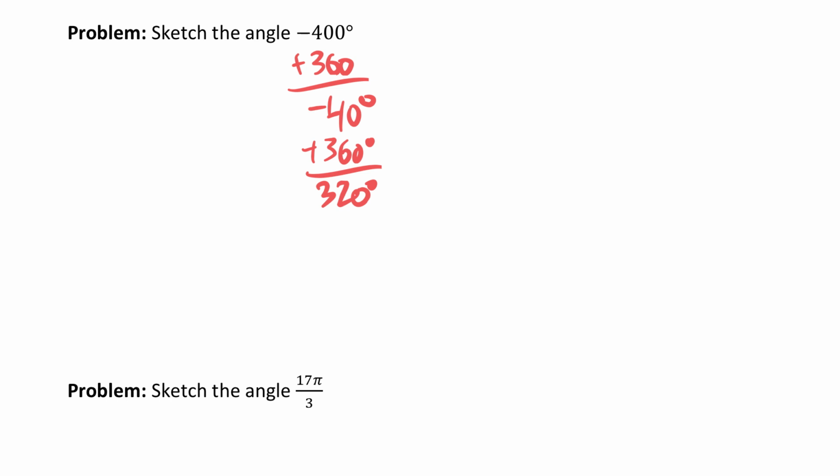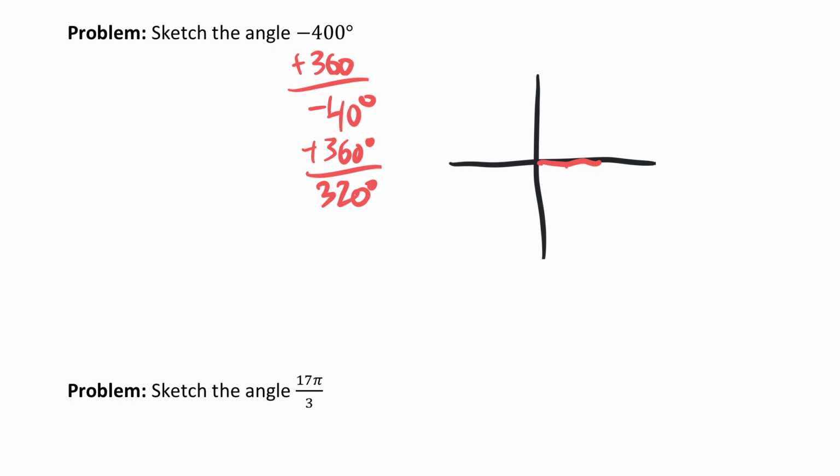But this one's a little bit tricky, so let's be careful here as we sketch it. The negative ones are a little bit dicey. If I was to start here, this would be negative 90. This would be negative 180. And all the way backwards once, that would be negative 360.